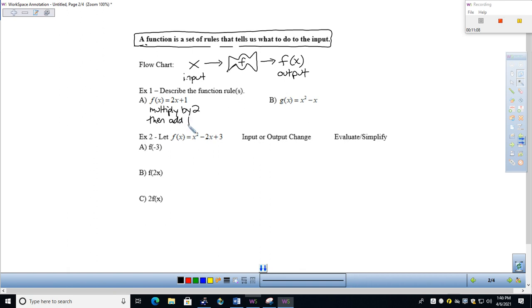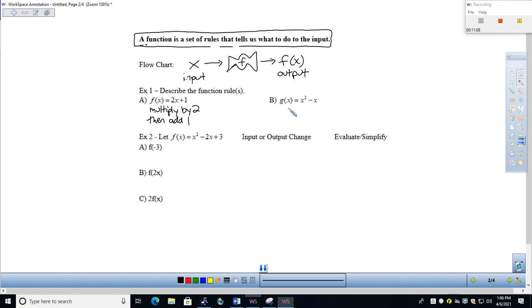So whatever the input is, you're going to multiply the input by 2, then you're going to add 1. And after you do that, you get a final product, and that final product would represent the output of the function. Cool, letter B. Function g here, whatever the input is, what would I do with it?